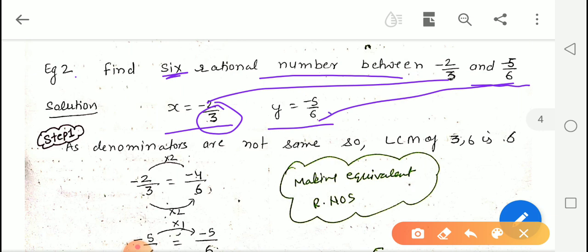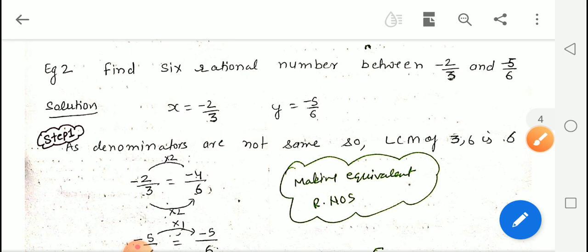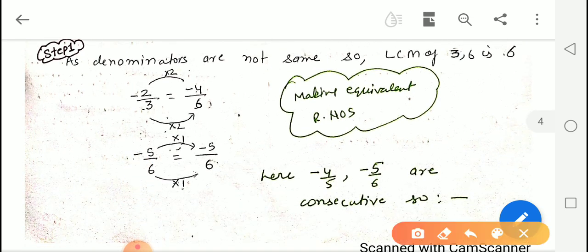Here also the denominators are not the same. So step 1: we take the LCM of 3 and 6, which is 6. Now we will make the equivalent rational numbers. See here, these are the equivalent rational numbers of negative 2 by 3 and negative 5 by 6. Here we have to make the denominator equal to the LCM, that is 6.